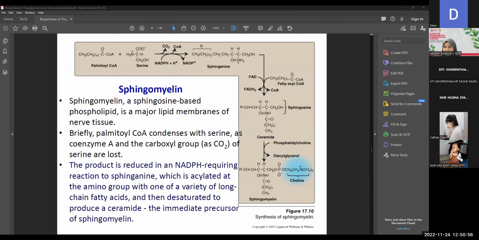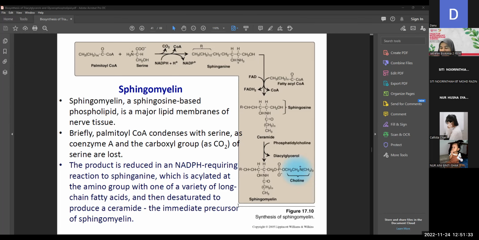Okay, so this is the biosynthesis of sphingomyelin. I'm sure you are familiar with sphingomyelin. It is a major lipid of the membranes of nerve tissue. This is very, very important, a very important component in our nerve tissue. So now let's look at how this sphingomyelin is synthesized.